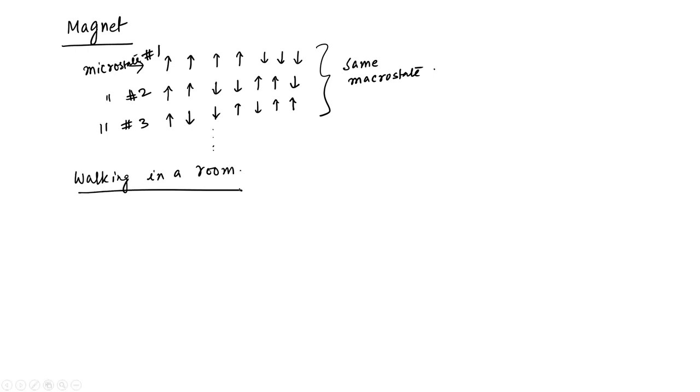Imagine yourself standing in a square room or rectangular room, it does not matter, and you are right here. And you are asked to go from point A to point B. The macrostate would correspond to these two extreme positions, going from A to B, but then you see that there are so many microstates present.